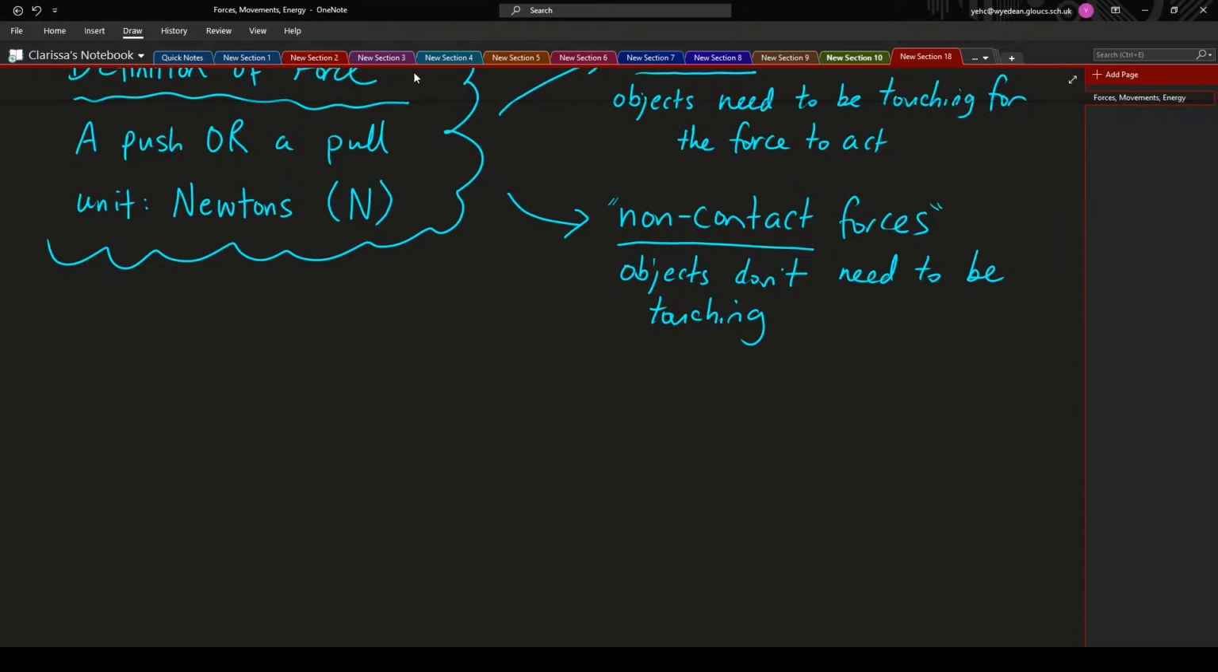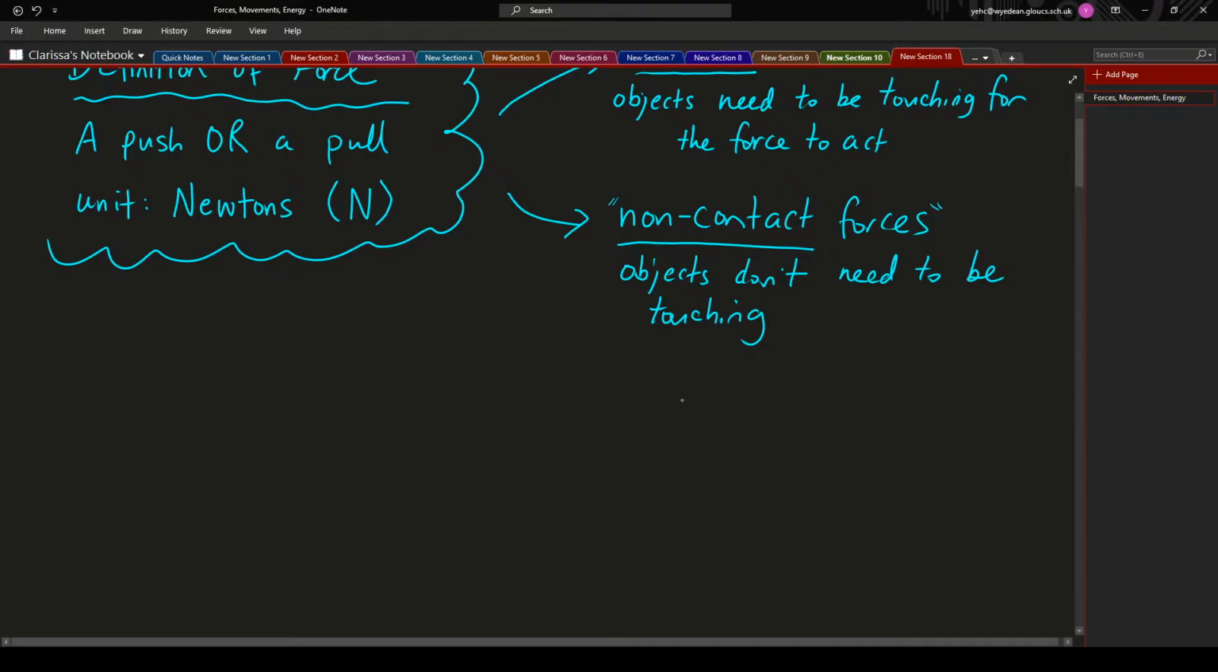Let me change colors. What color do I want? We'll go with rose.